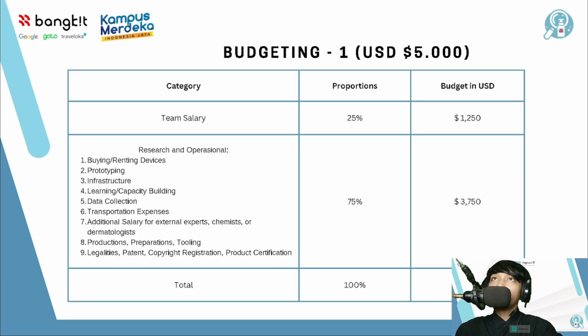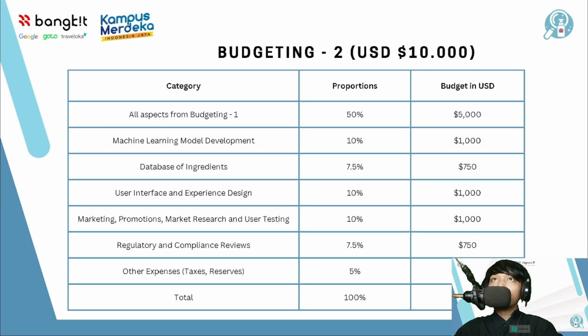The budget is divided into 2 phases. Budgeting 1 allocates $5,000 for initial research and development, with 25% for team salaries and 75% for operational costs, including device procurement and expert salaries, as well as production and legal expenses. Budgeting 2 builds on phase 1 with a total of $10,000, retaining 50% of the previous categories. It allocates 10% for machine learning development, 7.5% for the ingredient database, and 10% for user interface design, marketing, user testing, and regulatory reviews. Also receive the designated percentage, with 5% for other expenses.